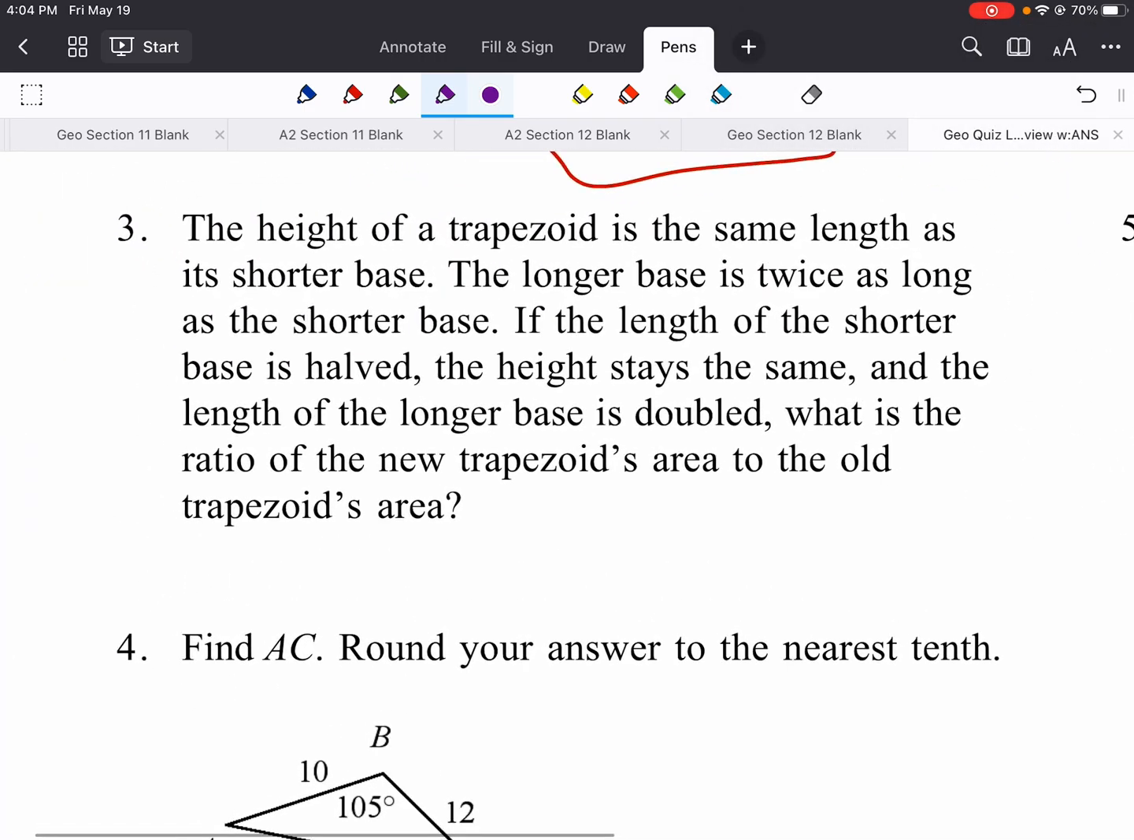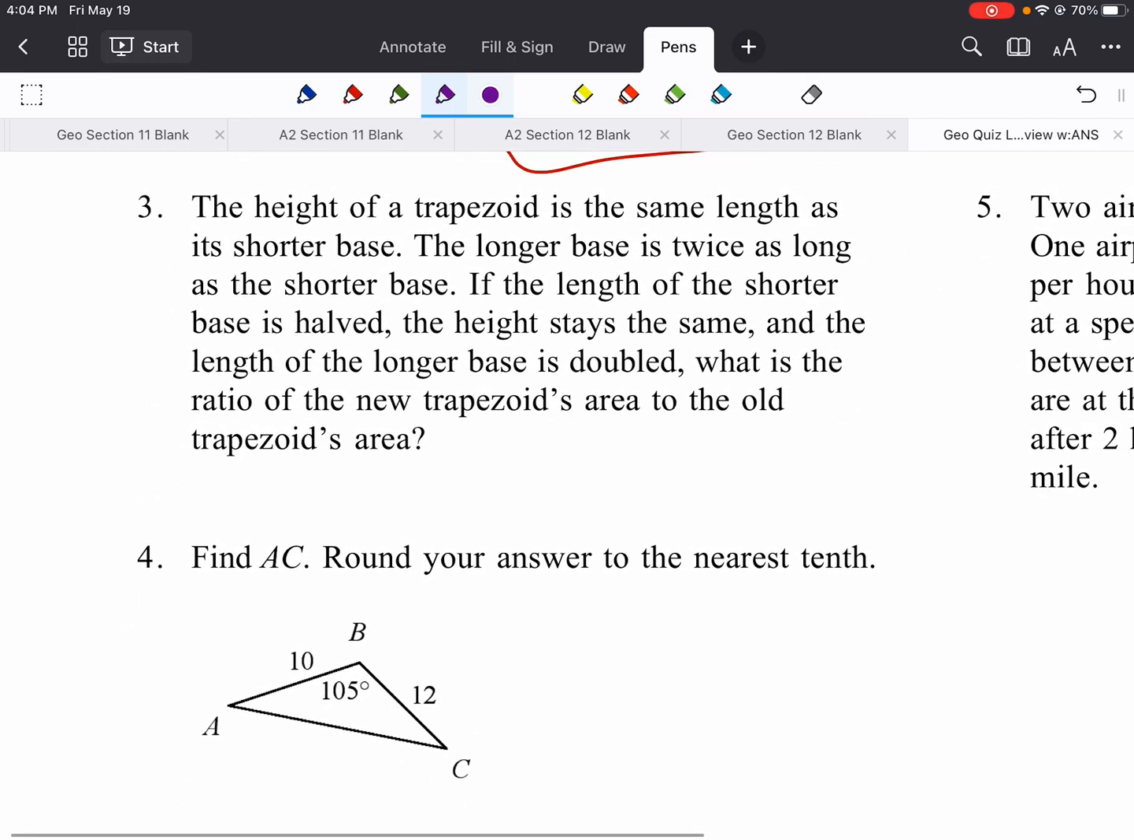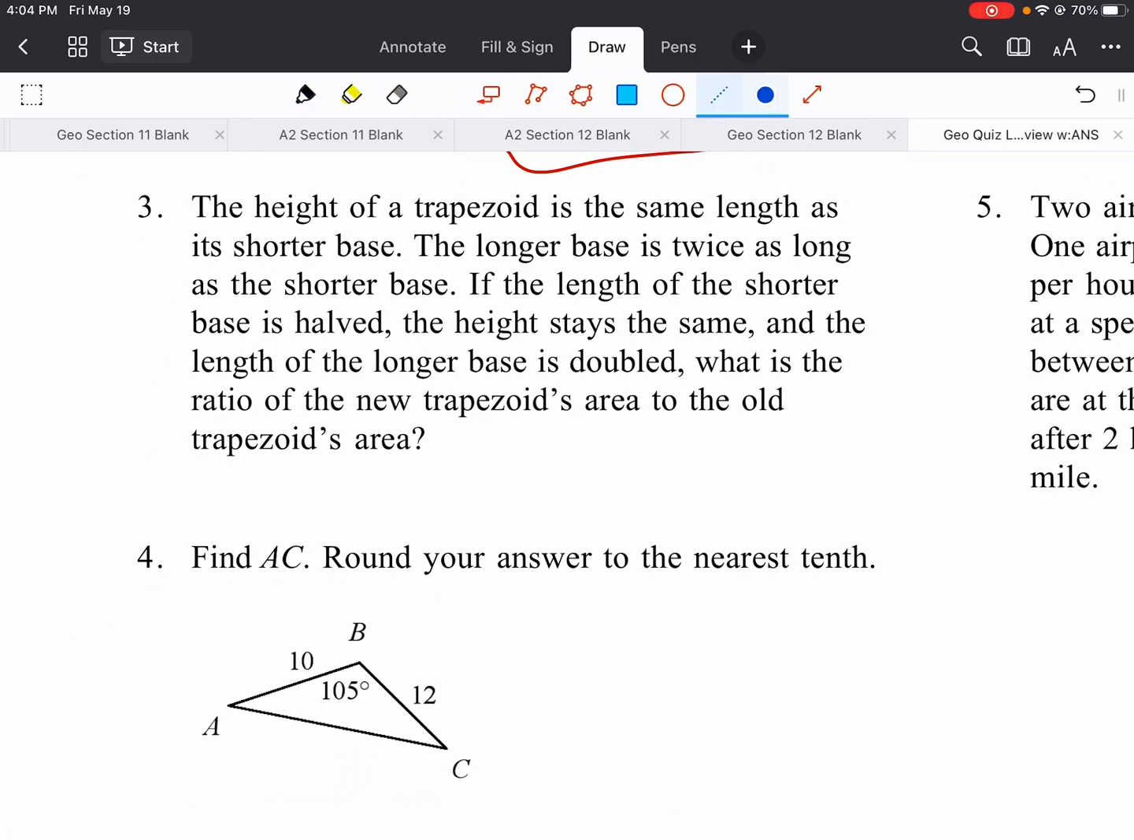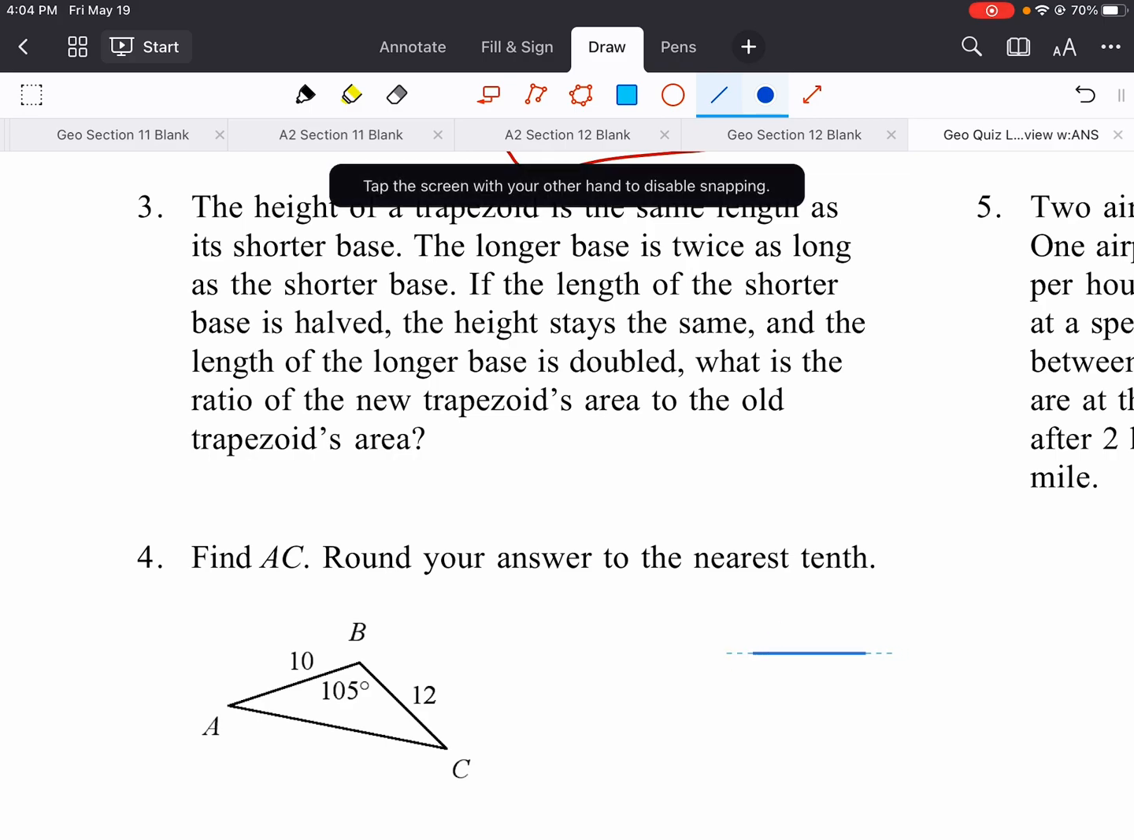Let's try this one. The height of a trapezoid is this. Oh man, this one sounds confusing. So I'm a picture drawing kind of guy, so let's draw this out and see what we get. Okay, the height of the trapezoid is the same length as its shorter base. So, trapezoids have two bases.